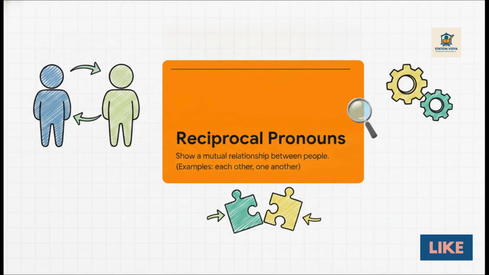Finally, for this group, we have reciprocal pronouns. Now, reciprocal just means that both sides do something to each other. It's a mutual relationship. There are two main examples you'll see here, each other and one another. For instance, if the two friends helped each other, it means they both gave help and they both received help.